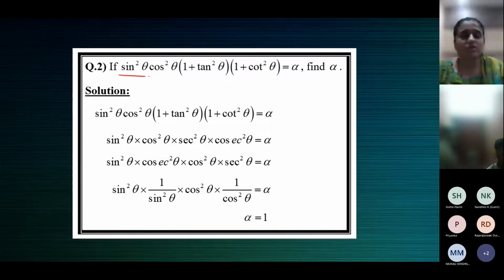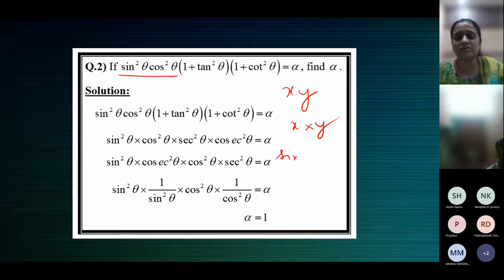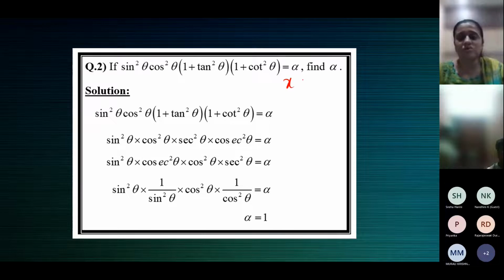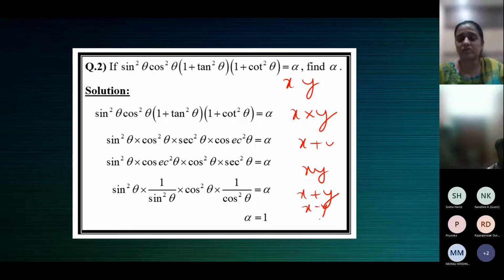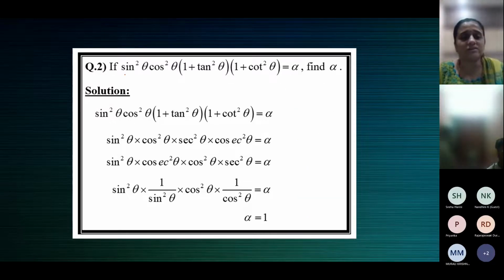If sine square theta into, see, if there is no sign. Now when we write xy, it means it is x into y. Similarly, sine square theta cos square theta means it's multiplication. That means sine square theta into cos square theta. When we write xy, it is not x plus y or x minus y. It is x into y. Similarly, sine square theta cos square theta means sine square theta into cos square theta.